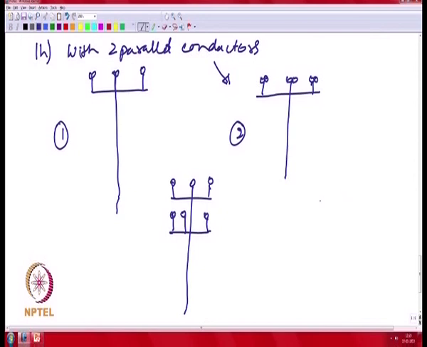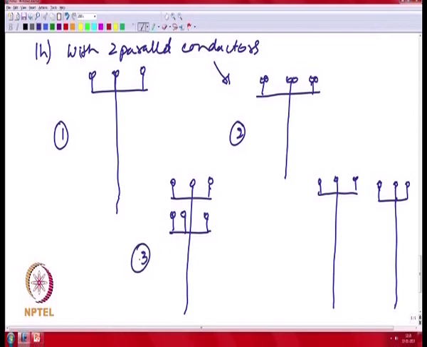So, or you could have two poles. So, you could look at what is the effect of these different configurations. So, here you could think about this as a parallel feeder line, parallel circuit. So, this is case 3, case 4.